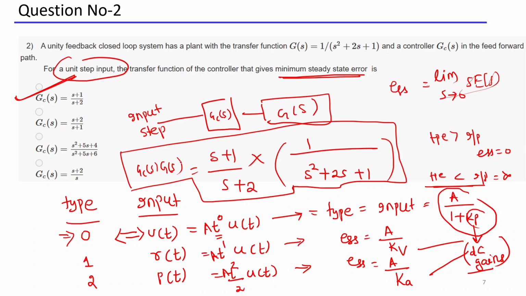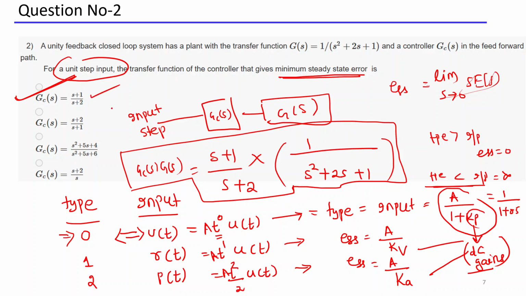Okay, so let's say it is not a unit step, it can be 5 u of t. In that case, your a equals 5. Assume it like that. So now here a unity step input is given, so a equals 1. I am putting a equal to 1 and kp equal to 0.5. So now you simplify it and find out the steady state error.